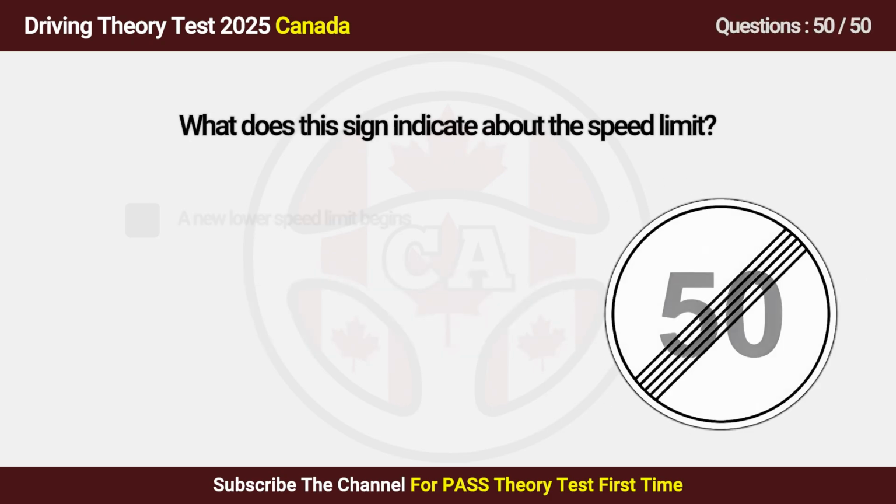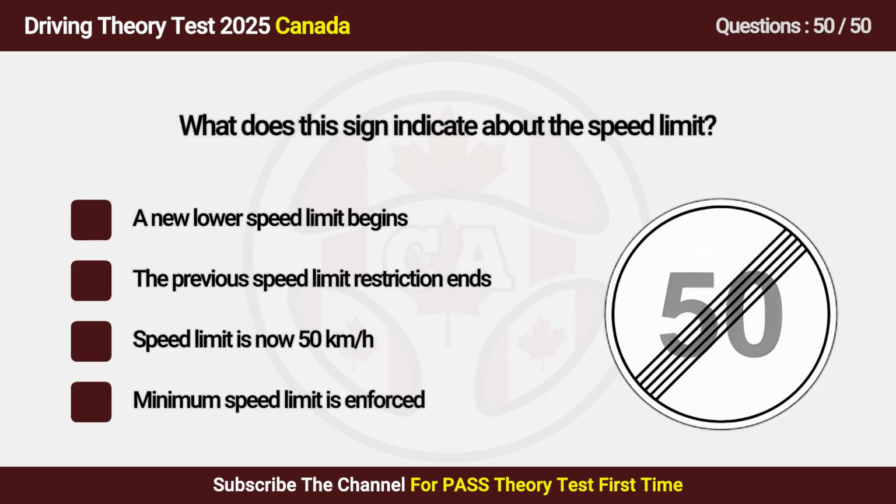Question 50. What does this sign indicate about the speed limit? A. A new lower speed limit begins. B. The previous speed limit restriction ends. C. Speed limit is now 50 km per hour. D. Minimum speed limit is enforced.